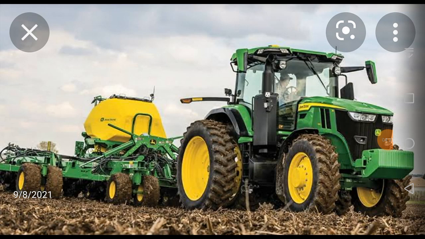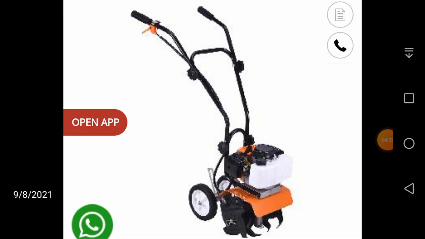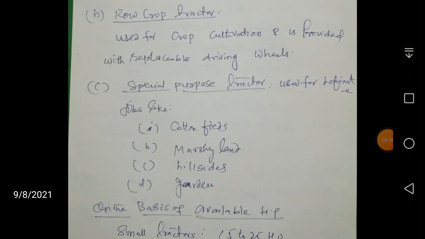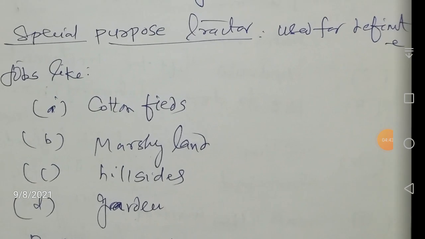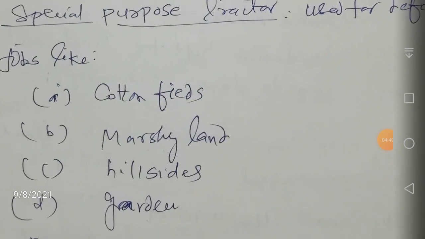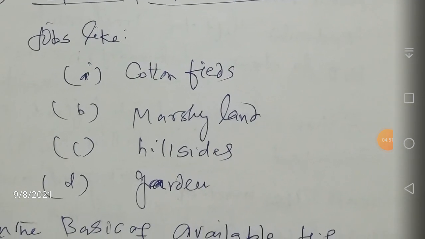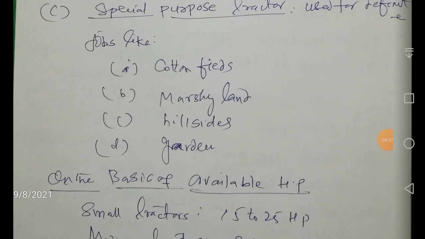Then comes your special purpose tractor. So let us see the special purpose tractor. It is used for definite jobs. It is usually used for definite jobs like cotton fields, then marshy lands, then hillsides and gardens, etc. So this is the basic classification of your tractors.